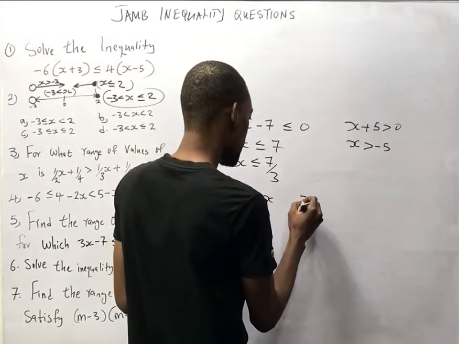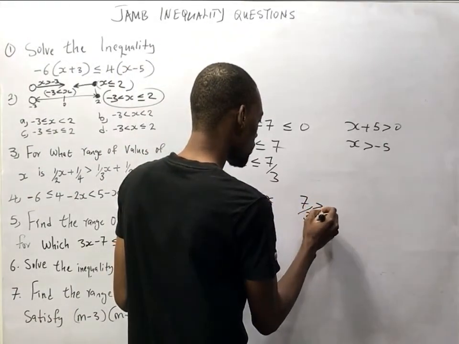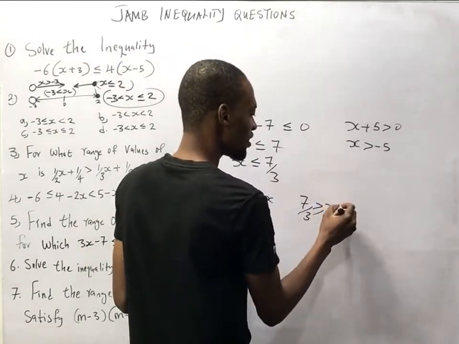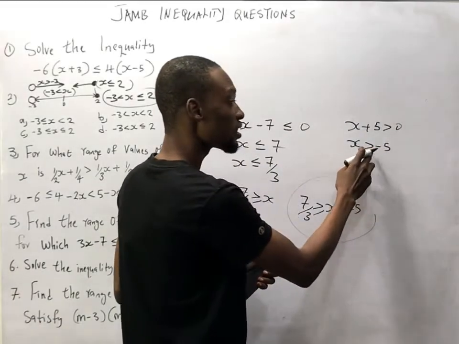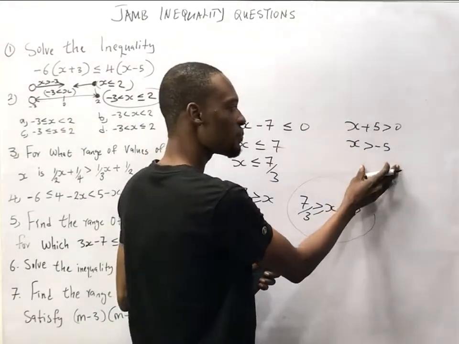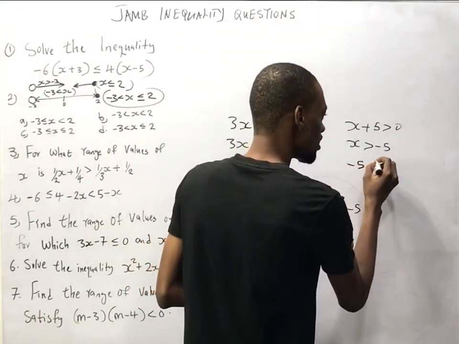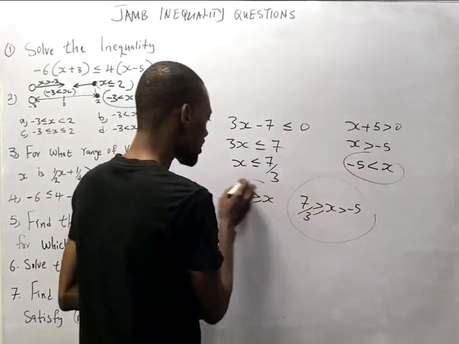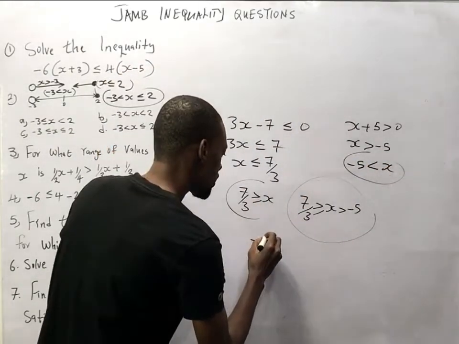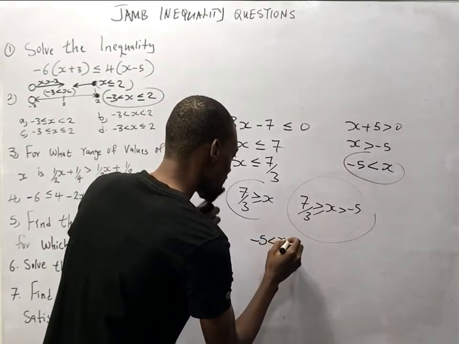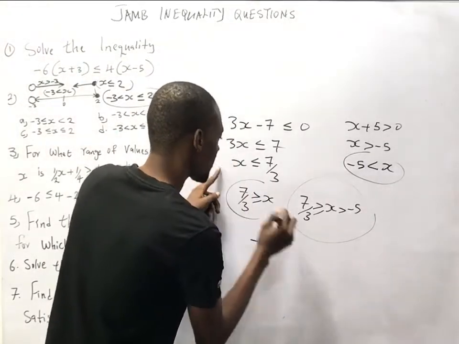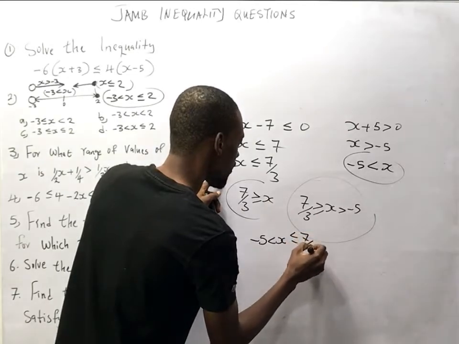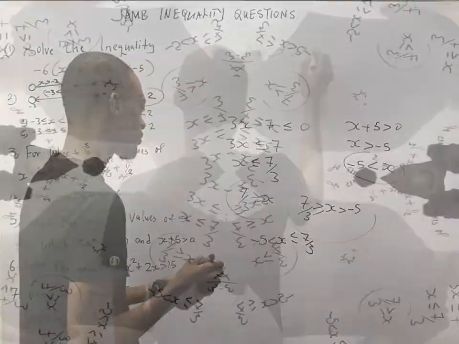And 7 over 3 greater than or equals s, and s is greater than minus 5. If s is greater than minus 5, it implies that minus 5 is lesser than s. So if I'm combining this and this, I'll simply say minus 5 is lesser than s, and s is lesser than or equals 7 over 3. You can do that as well.